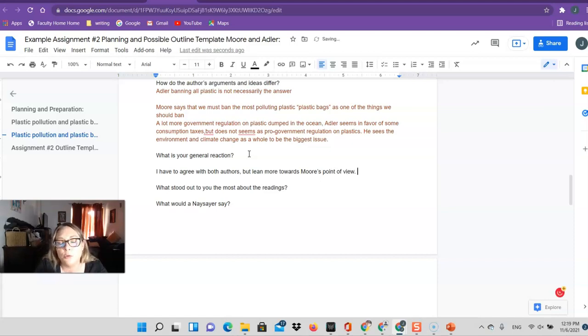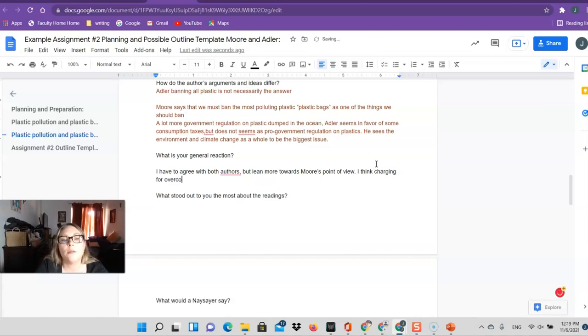Now, whenever you write this, you don't get to just say that. You have to actually explain what those points of view are, and you will do that later on in your essay. But I'm going to go ahead and just put that's my general reaction, because I think charging for overconsumption is good, as he suggests for both. I'm just doing this off the top of my head here quickly, both plastic and paper.